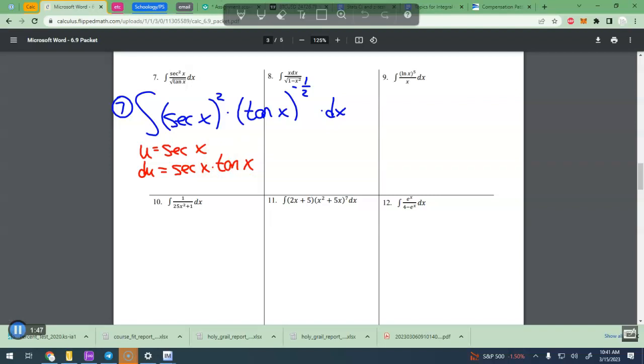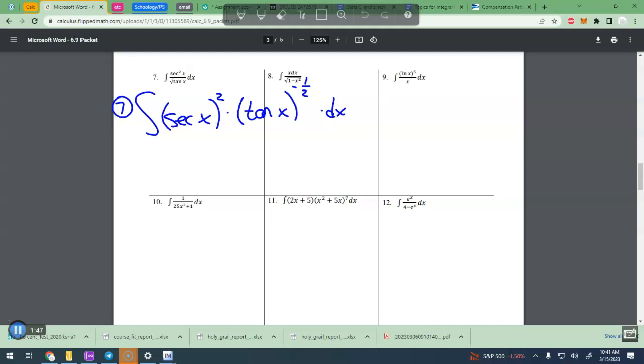So I'm going to replace this with a u and that with a square. Can I turn this here into my du by multiplying by only a constant? Like can I multiply tan of x to the negative 1/2 by a number and turn it into sec tan? No. So what does that tell me about my choice for u? It was a bad choice. I should not have chosen u. I should have chosen someone else. So let's try the other way.